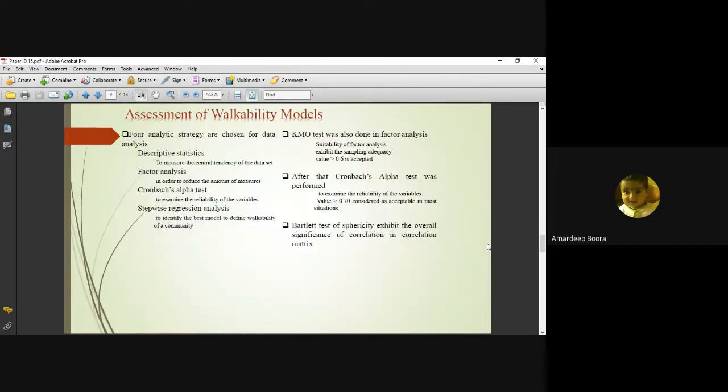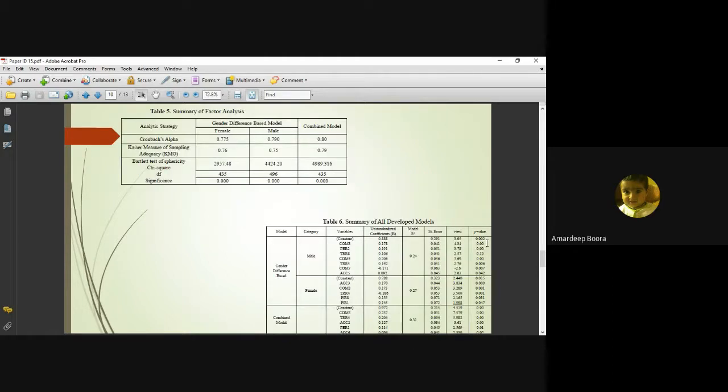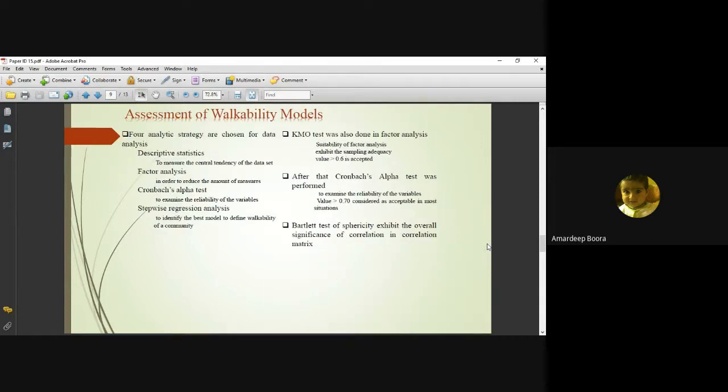Okay, for the assessment of the walkability models, different analytic strategies were used for data analysis: descriptive statistics, Cronbach alpha test, and stepwise regression. This was to examine the factors most affecting walkability, to examine the reliability of the variables, and to identify the best walkability model through stepwise regression analysis. From this table 5, you can see the Cronbach alpha value of 0.775 in the case of gender-based difference, for female, male, and the combined model. For the KMO value mentioned here, greater than 0.6 is accepted.